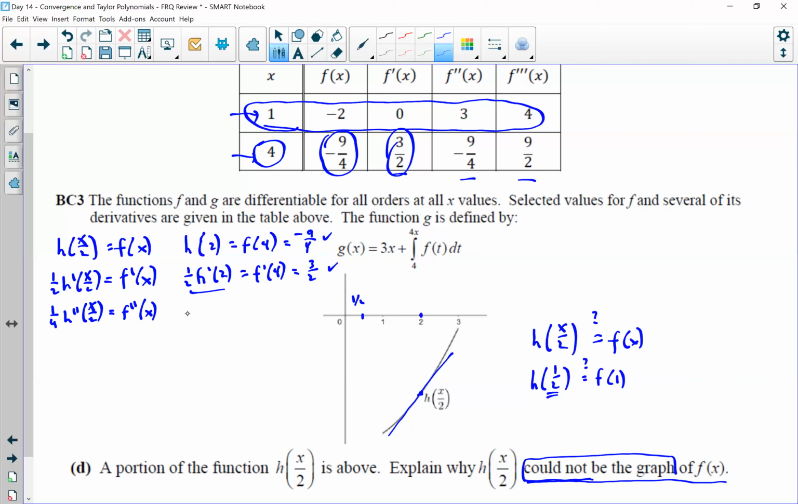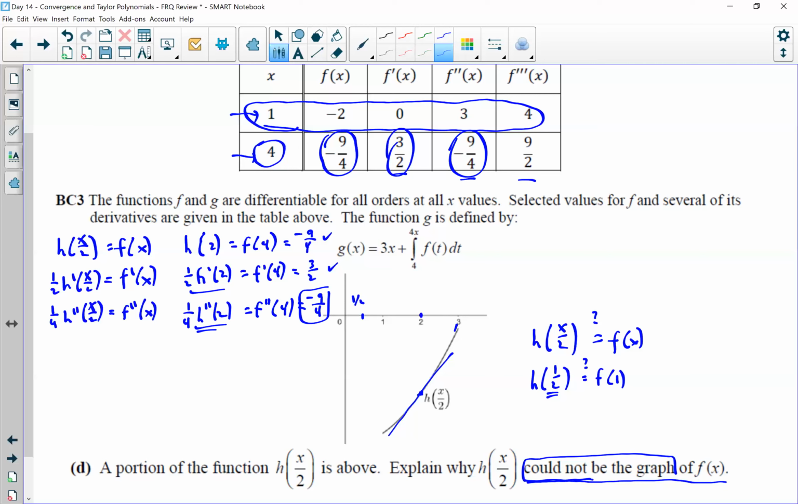And again, plugging in 4 for x, that means that 1/4 h double prime of 2 should be the same as f double prime of 4. So f double prime of 4 is supposed to be negative 9/4, which is a negative value. Now let's think about the second derivative of h right here. The second derivative of a function, remember, talks about the concavity of the function. And so when x is 2 on this graph, the concavity right there, the second derivative, should be, according to this, a negative number.